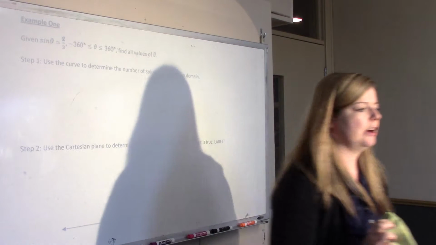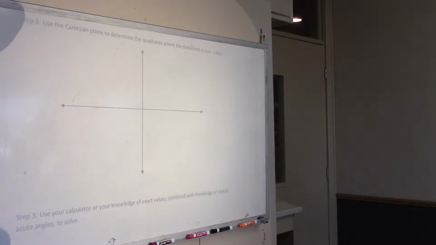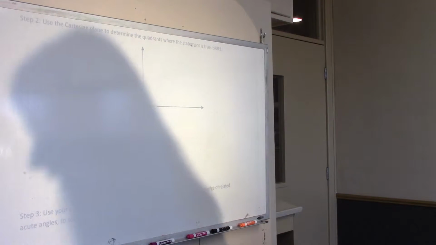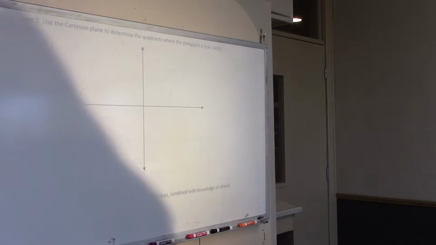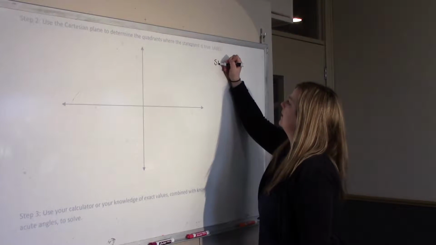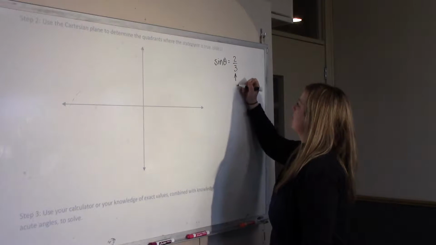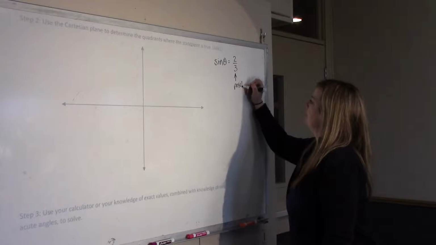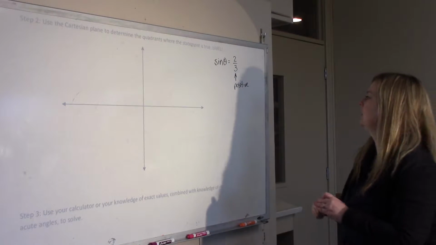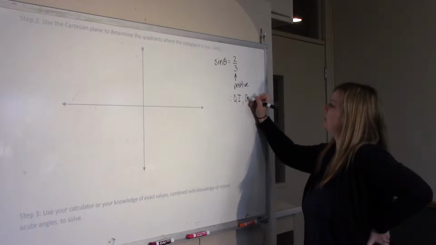So then we take it to the Cartesian plane, and the rest of this really should be a review from last unit. So we're trying to find where sine theta is equal to 2/3. So this is positive. So there are 2 quadrants in which sine is positive, which is quadrant 1 and quadrant 2.